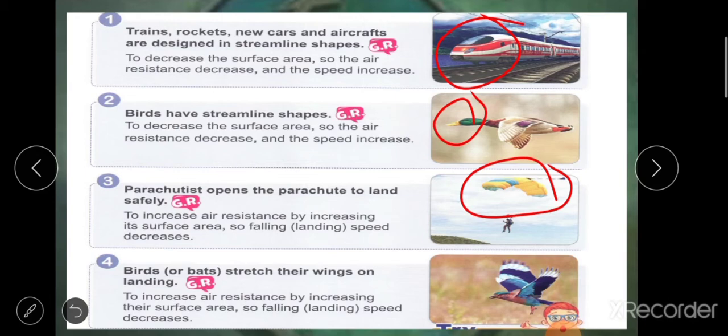Okay, the same for the birds. When they are landing, they must stretch their wings. If they stretch their wings, what do they do to the surface area? Yes, they increase the surface area. So the air resistance increases and the speed will decrease. So take care. Surface area is with air resistance. If this increases, this will increase. And if the air resistance increases, the speed will decrease.